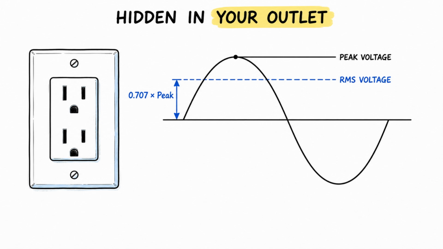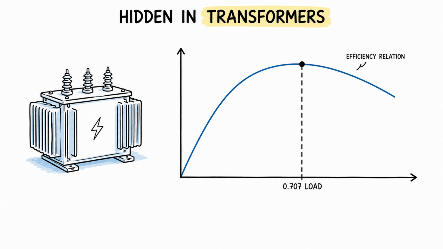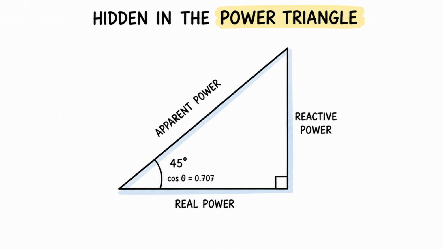There is a number that appears in the formula for your wall outlet voltage. The same number appears in the formula for the bandwidth of every audio filter ever designed. The same number appears in the efficiency curve of every transformer ever built. The same number appears in the power triangle that every electrical engineer draws when calculating reactive power.